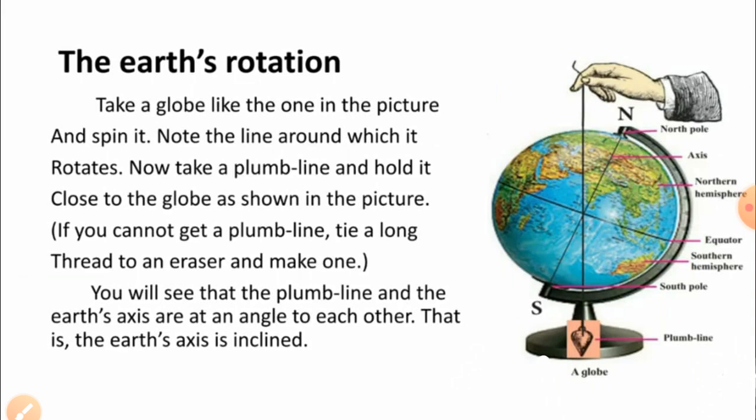Now let's understand the term Earth's rotation. Let's take another activity. Take a globe like the one in the picture and spin it. Note the line around which it rotates. Now take a plumb line and hold it close to the globe as shown in the picture.